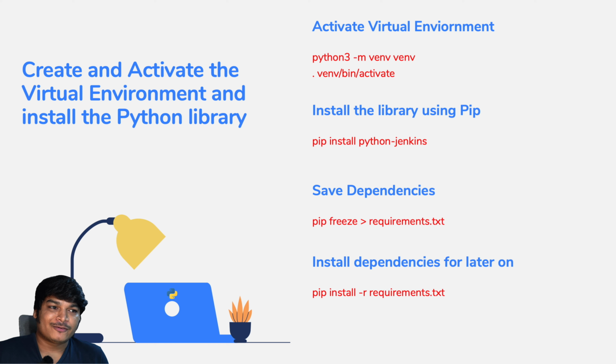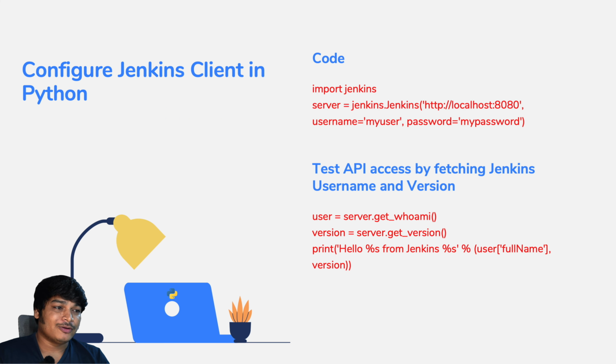Now that we have configured our environment, let's go for the next phase. First thing we'll do is import that library. We just installed the python-jenkins library, right? So we'll import it, and then we'll create a Jenkins client. How will we do it? We'll write import jenkins, and then server = jenkins.Jenkins, and then we'll pass the host name, the username, and the password. And I will show you.